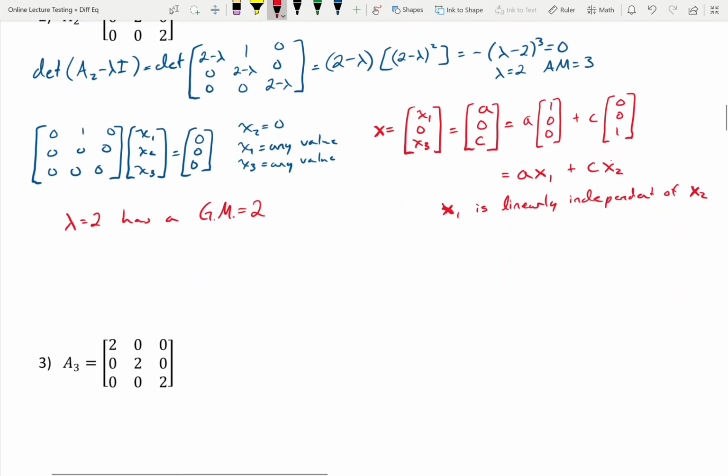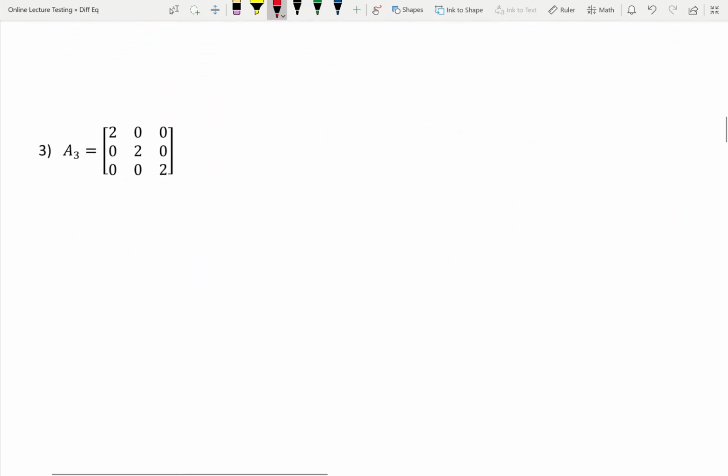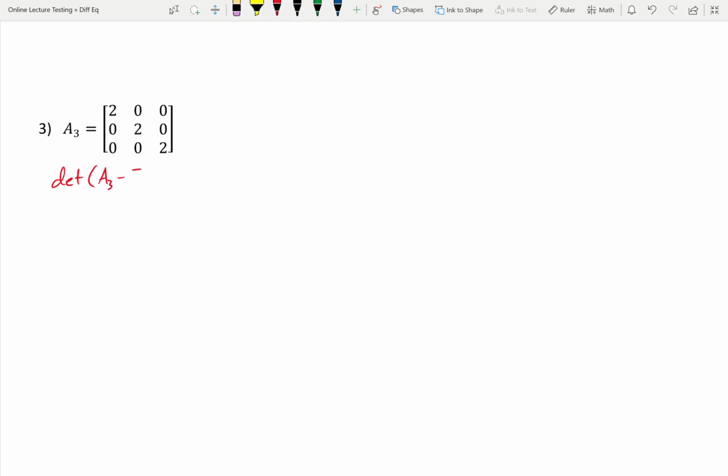So that's what that means. So let's move on to the third one. Okay, so we have an even simpler one going on here. And this one's actually really fun too. So again, the determinant of A3 minus lambda I.